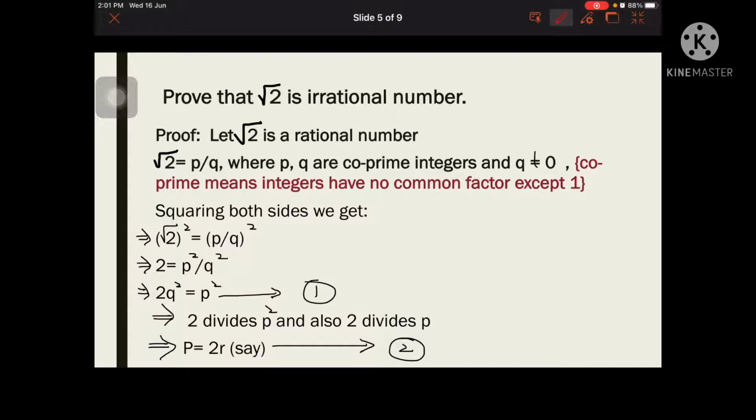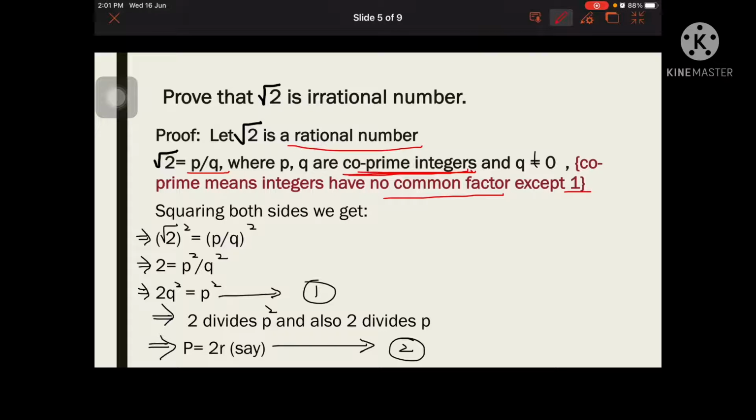Now the question is, prove that under root 2 is an irrational number. For that, the first step is to assume under root 2 is a rational number. Then under root 2 is equal to p upon q, where p and q are co-prime integers. Especially, students, you have to keep in mind that p and q are co-prime integers and the denominator q is not equal to 0. Co-prime means the integers have no common factor except 1.